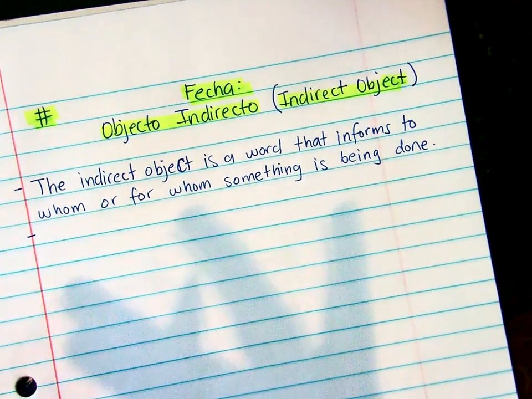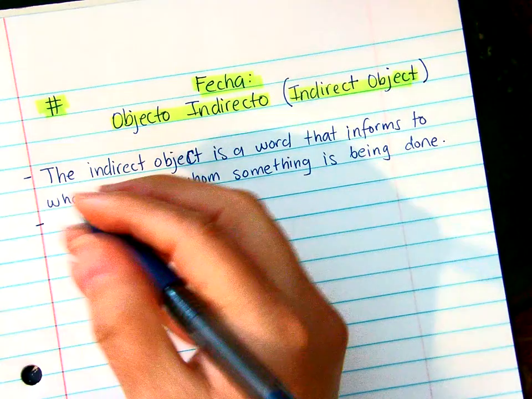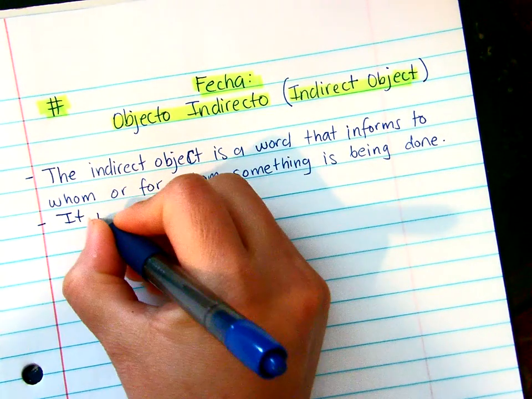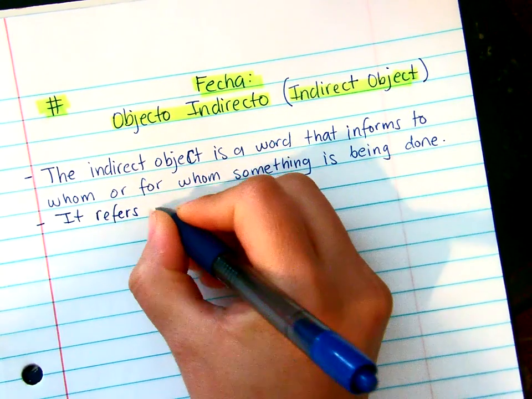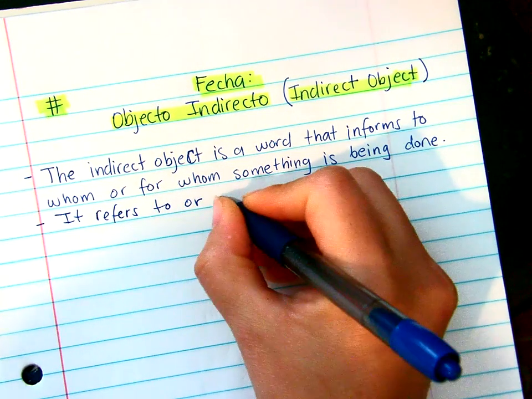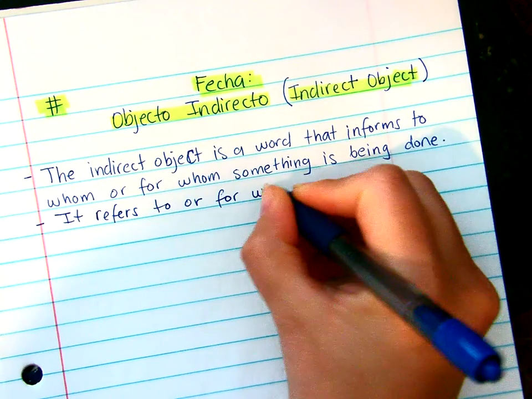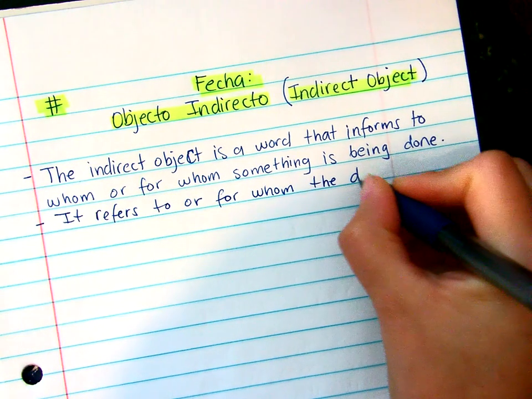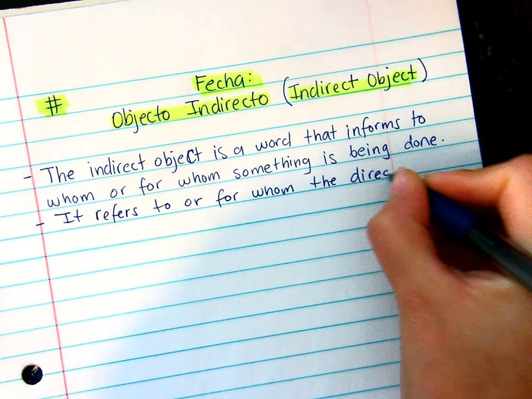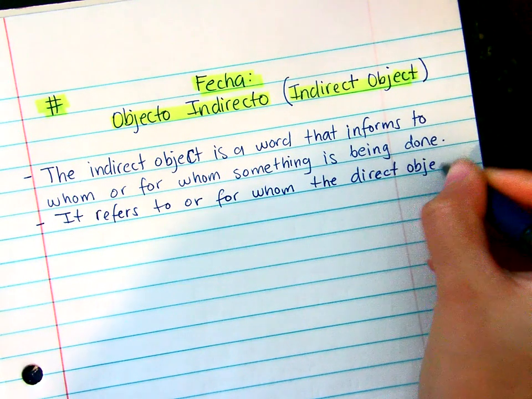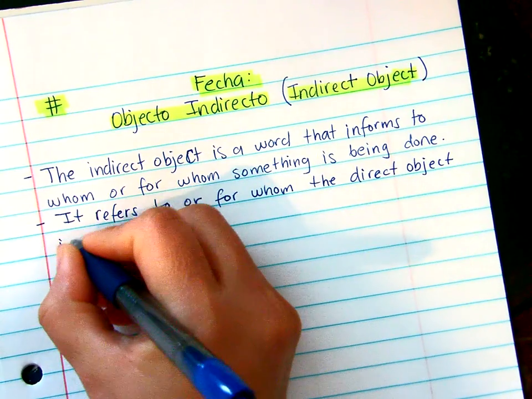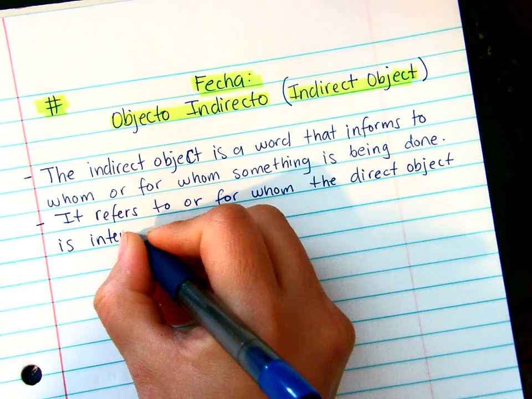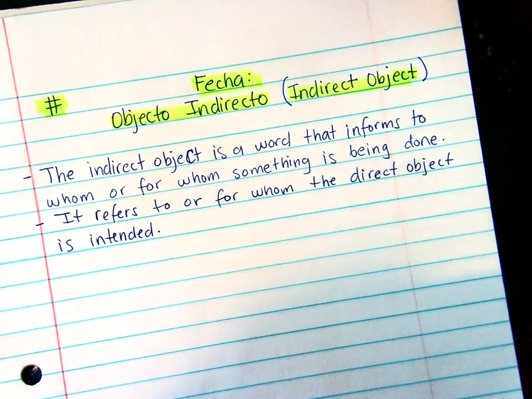So first I'm going to give you a little information and then I'm going to tell you which they are. Okay? It refers to or for whom the direct object is intended. Okay?